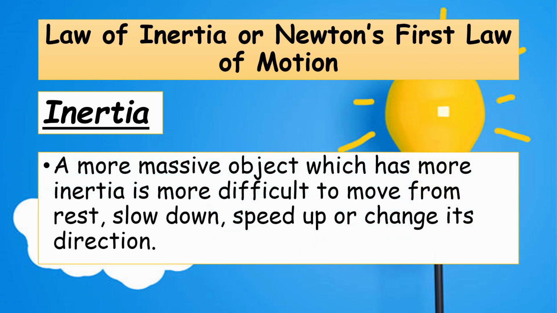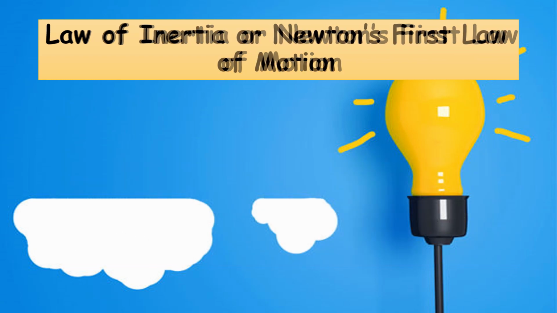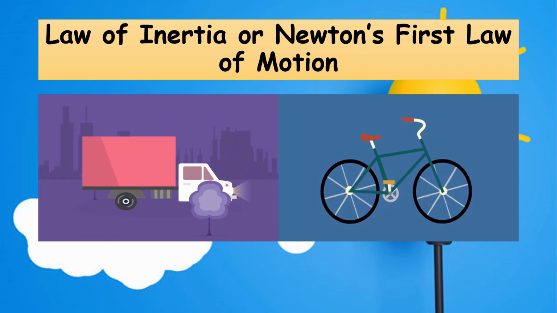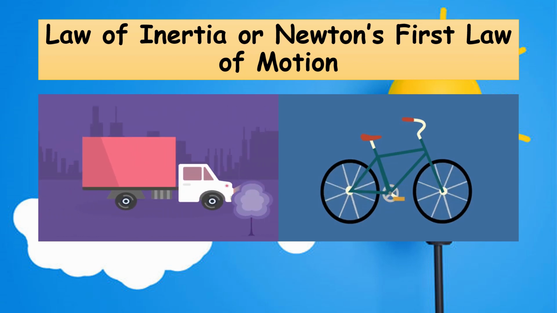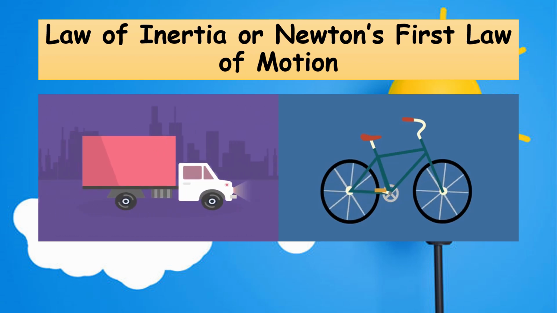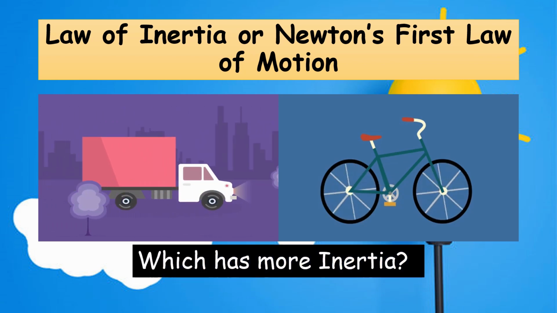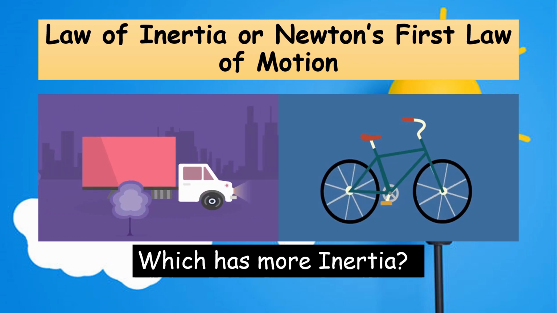A more massive object which has more inertia is more difficult to move from rest, slow down, speed up, or change its direction. Example natin dyan. Meron tayong dalawang object na nasa video. Una is yung truck, sumunod is yung bike. Which has more inertia? Or ano sa dalawa ang may pinaka malaki or mas malaki ang inertia?